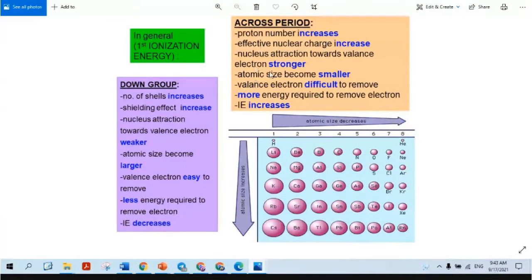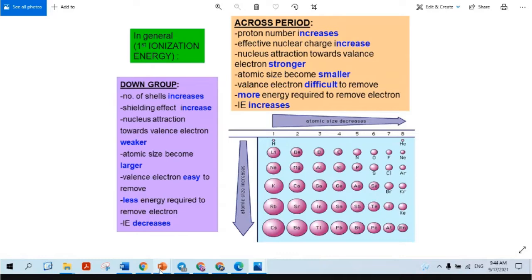Okay, first we have talked about size. Size smaller. Why size smaller? Because effective nuclear charge increases. This one, size bigger or larger. Why? In this case, it's due to the screening effect. Shielding effect, screening effect is the same. So that's why there are three factors that affect the ionization energy: shielding effect, effective nuclear charge, and size. Size sebenarnya dipengaruhi oleh effective nuclear charge ataupun shielding effect juga. So dia ulang balik benda yang sama.